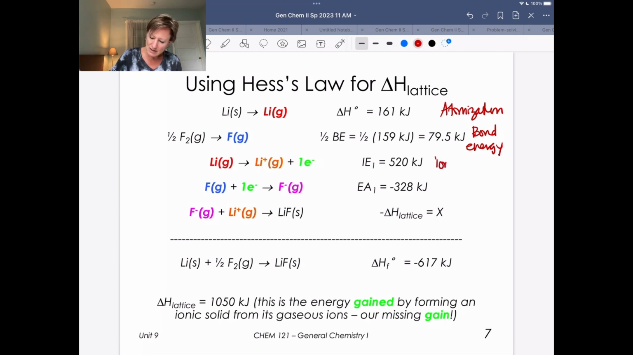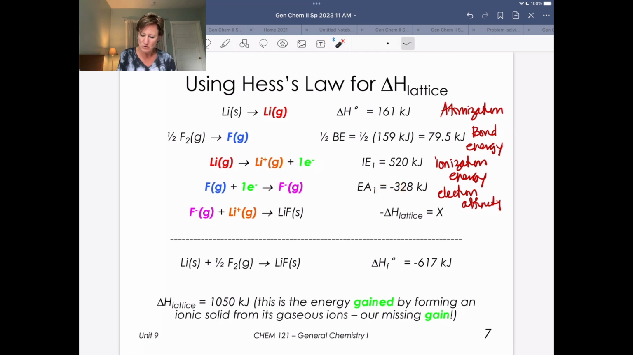This is ionization energy. So ionization energy, right, is the process where we're going to be taking an electron away from that lithium gaseous atom. And then we've got electron affinity. Electron affinity is where we have something take on an electron. It becomes an anion. This is going to be a favorable process, an exothermic reaction for fluorine because it's happy to take on an electron. So it's a negative enthalpy value there.